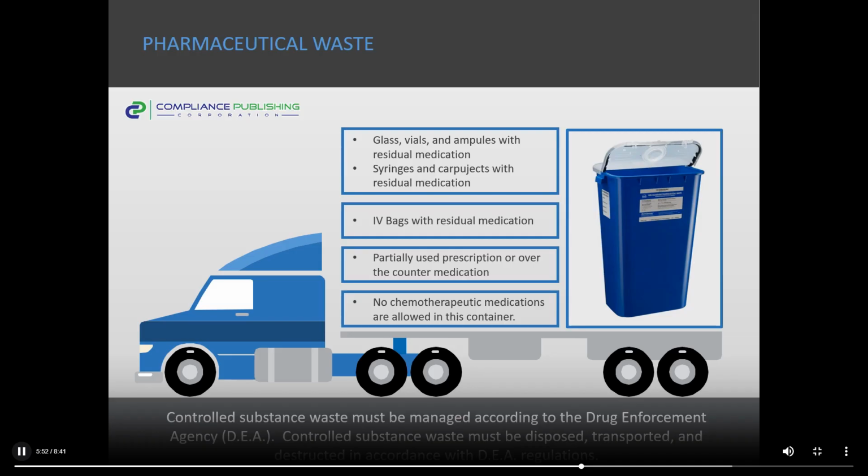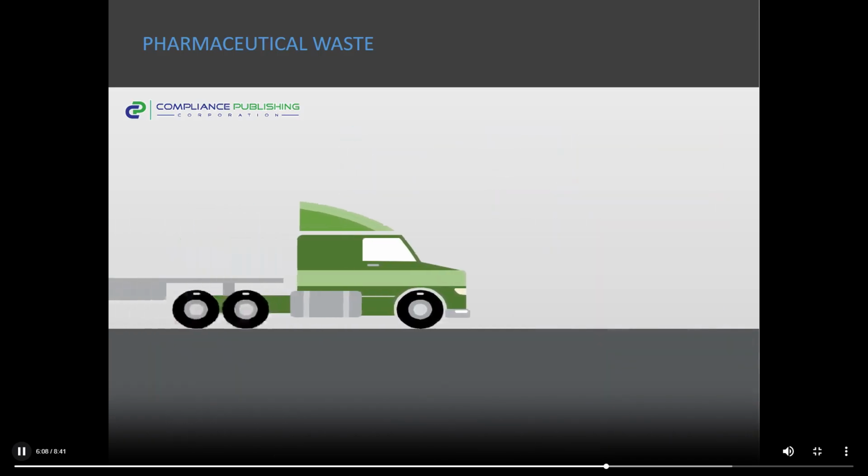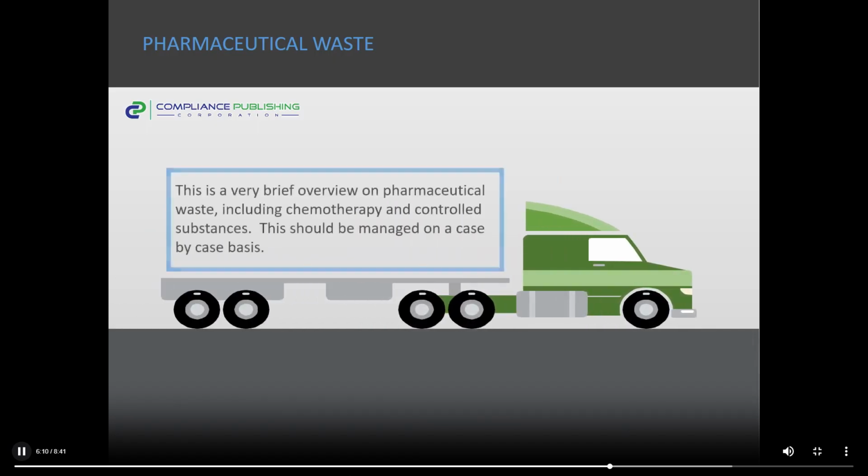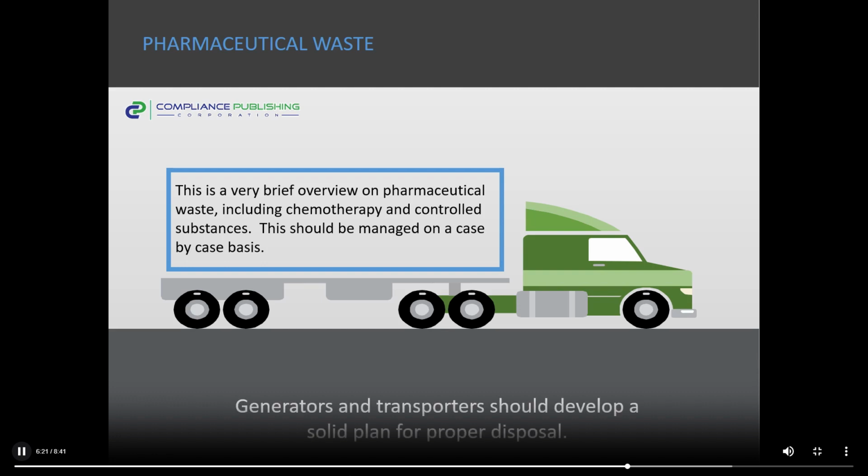Controlled substance waste must be managed according to the Drug Enforcement Agency, or DEA. Controlled substance waste must be disposed, transported, and destructed in accordance with DEA regulations. This is a very brief overview on pharmaceutical waste, including chemo and controlled substances. This should be managed on a case-by-case basis. Generators and transporters should develop a solid plan for proper disposal.